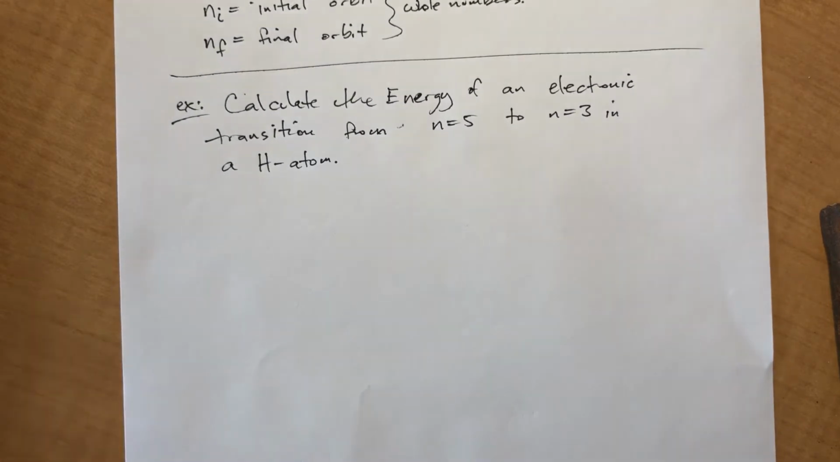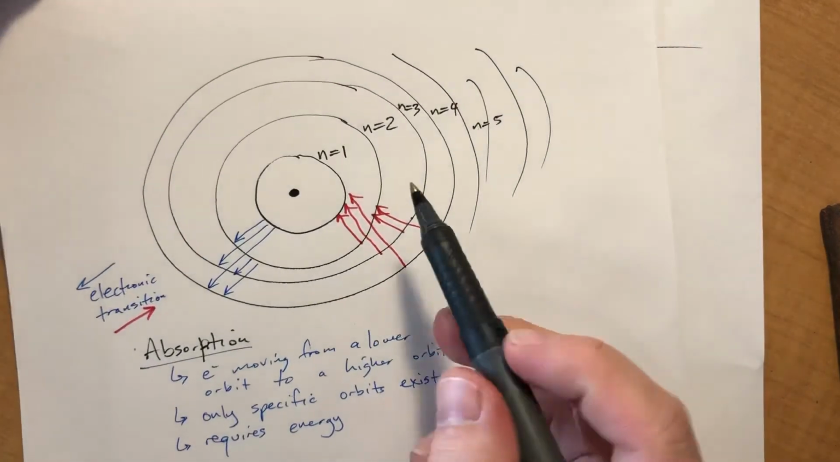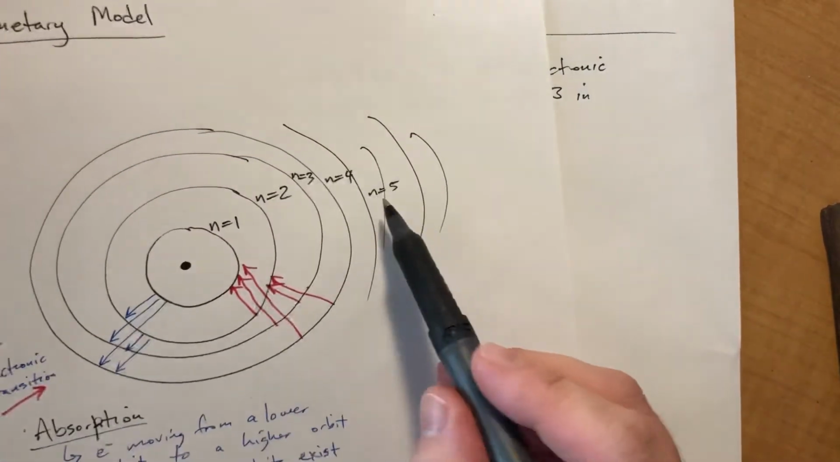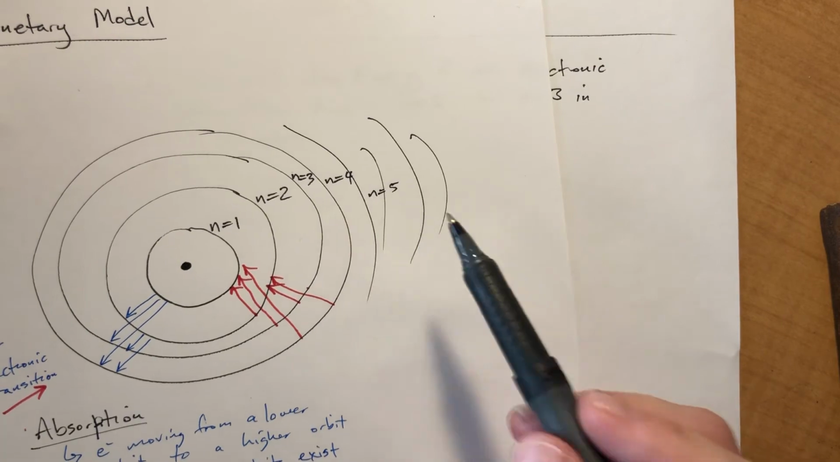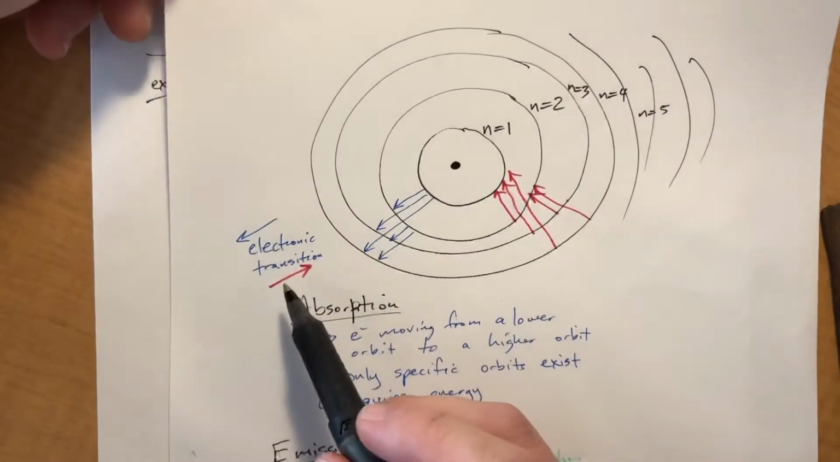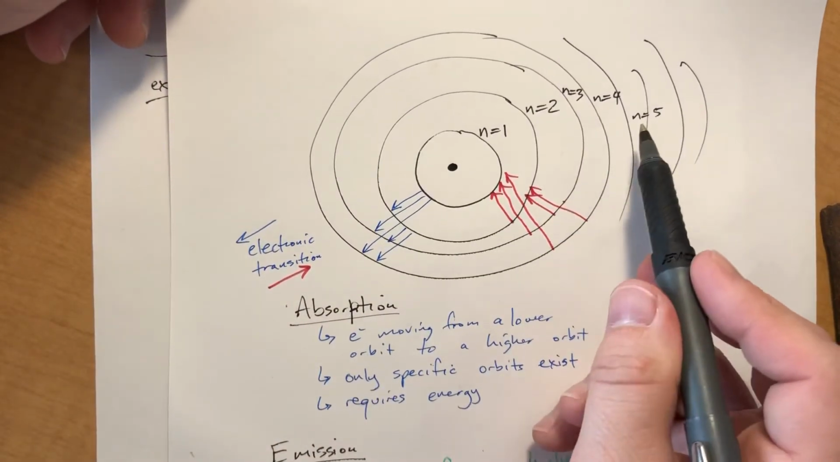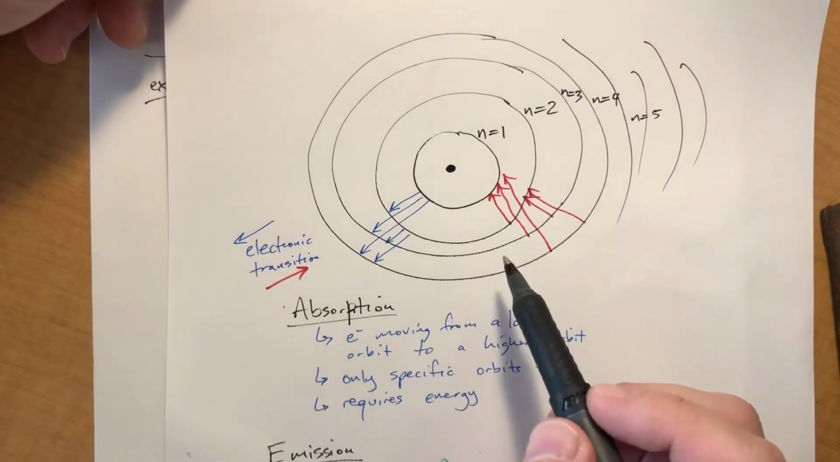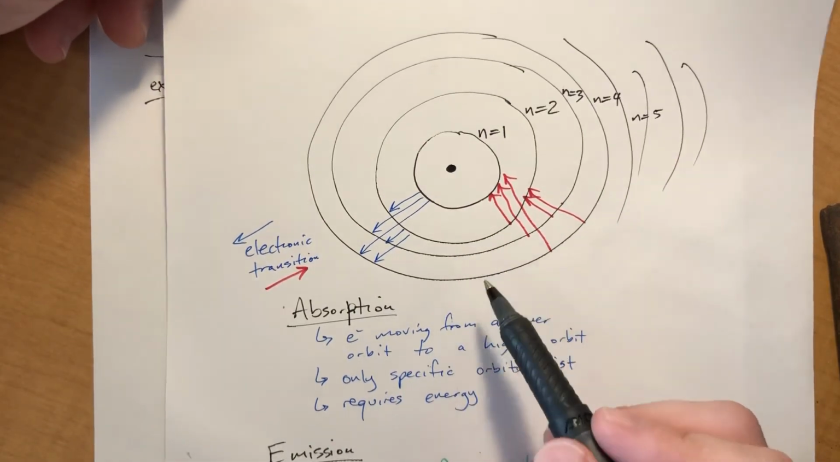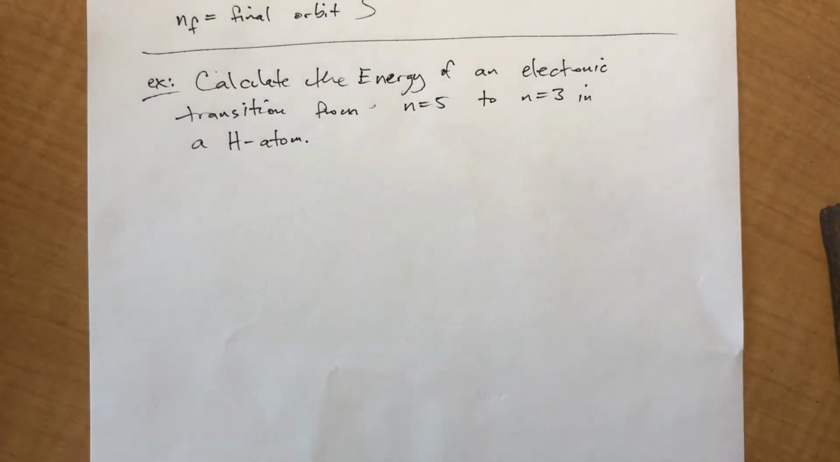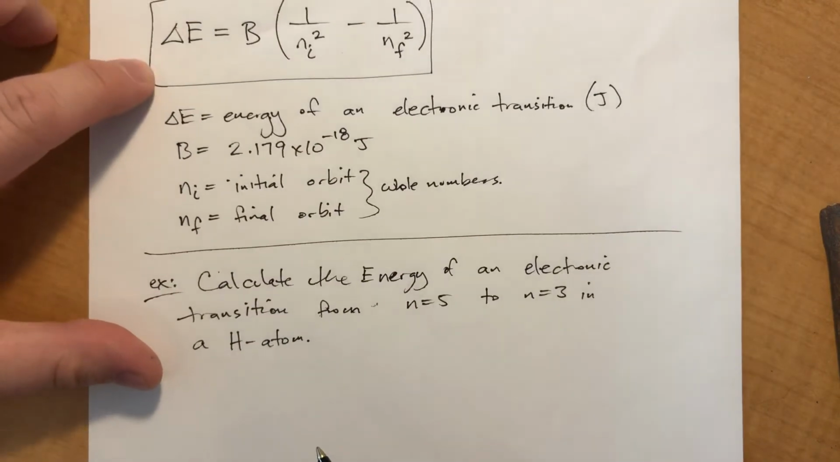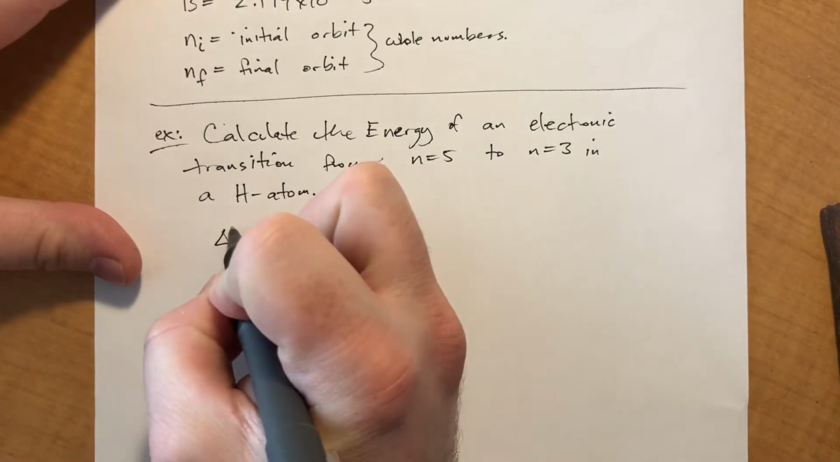So what this question is asking us is, if we started out at 5, basically whatever the 5th orbit out, and we drop down to 3, what's the energy difference? What's the energy of that electronic transition from falling from 5 to 3? Since it's falling from a high energy to a lower energy, we can see that it's an emission without even doing any calculations. So we plug it into this equation that's up here, and we see what we get. I'm going to rewrite the equation real fast.